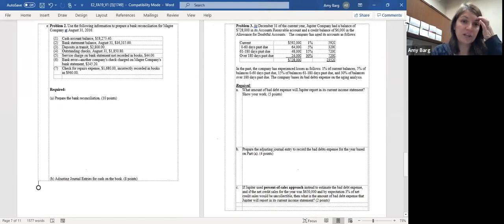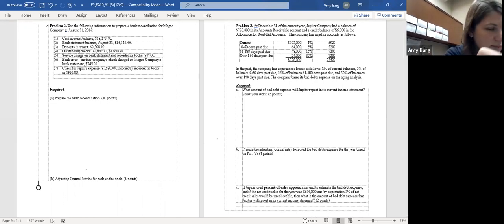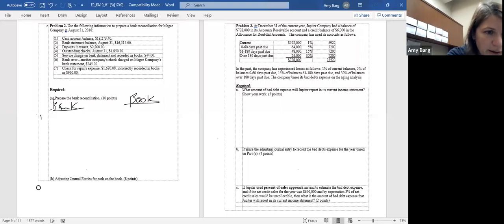All right, so the next question is a bank rec. A bank rec isn't hard, but there is a lot of information to keep track of. So I like to set up the bank stuff over here. That's a B. And the book stuff over here. And they both start with the beginning balance.